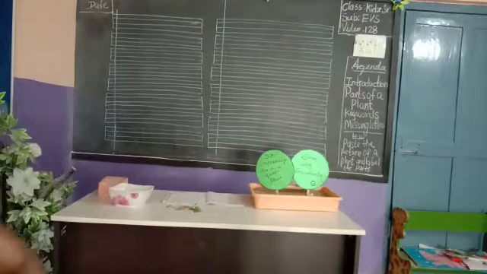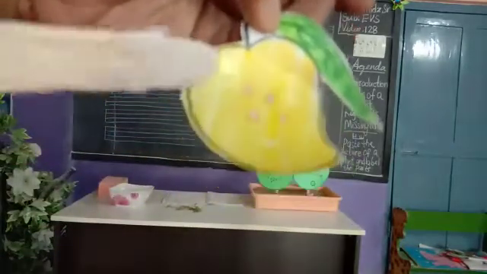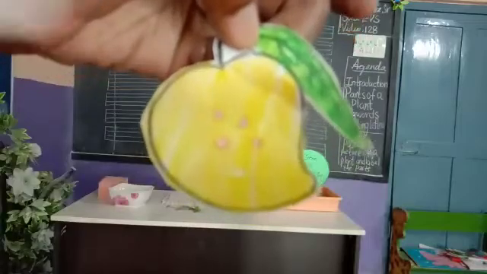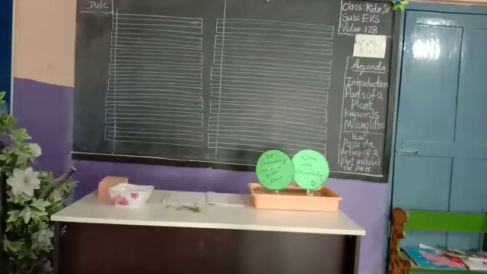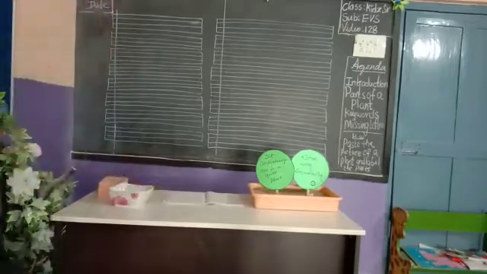Now I am going to show you what this is. It's a fruit of a plant. It's a mango fruit, and it is one of the parts of a plant. Very good. Now next one also I am going to show you, children. What is this? It's a root. Very good. These are the roots of a plant.